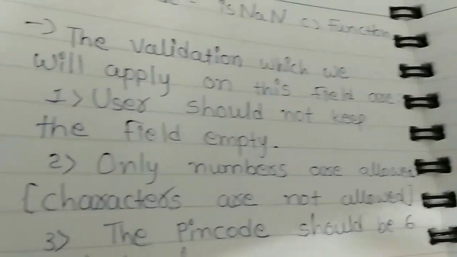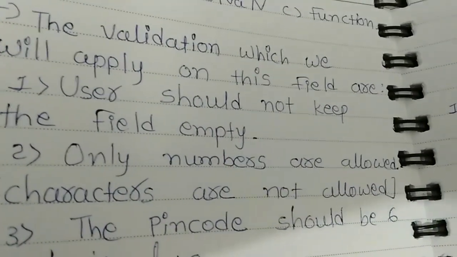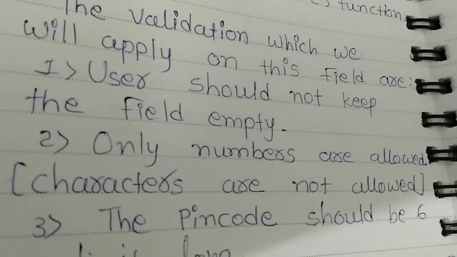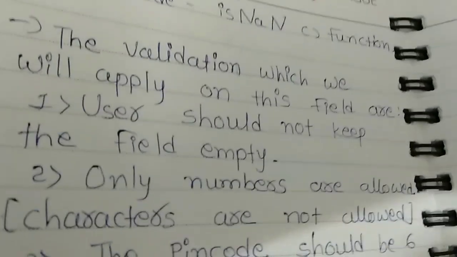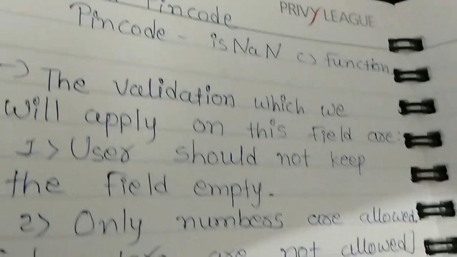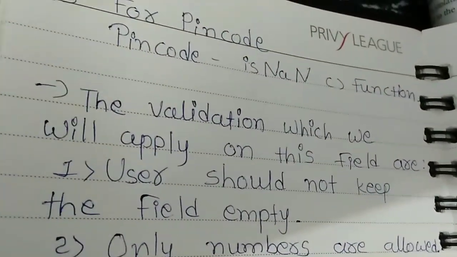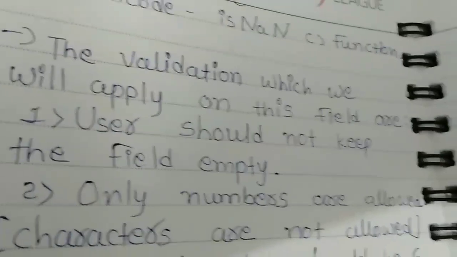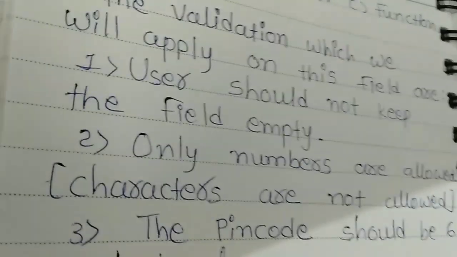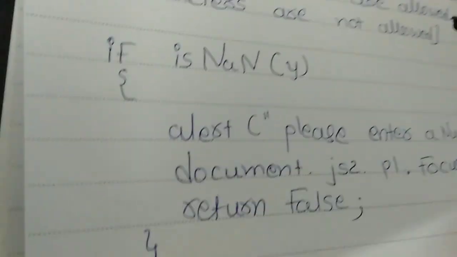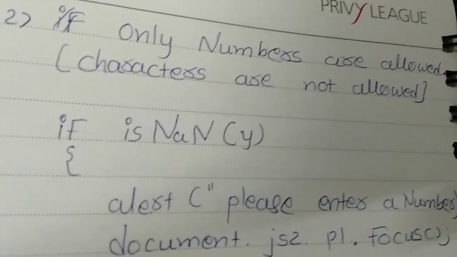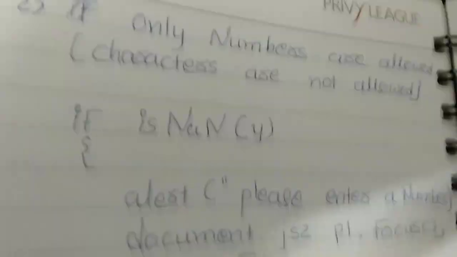Our second condition is that only numbers are allowed. Pin code means number. You can't write characters inside a pin code field. So our first condition is that the user can't keep the field empty. Next, our second condition, only numbers are allowed. It means characters are not allowed. Now how do we create this validation for the pin code? If only numbers are allowed and characters are not, then you have to use the isNaN function.